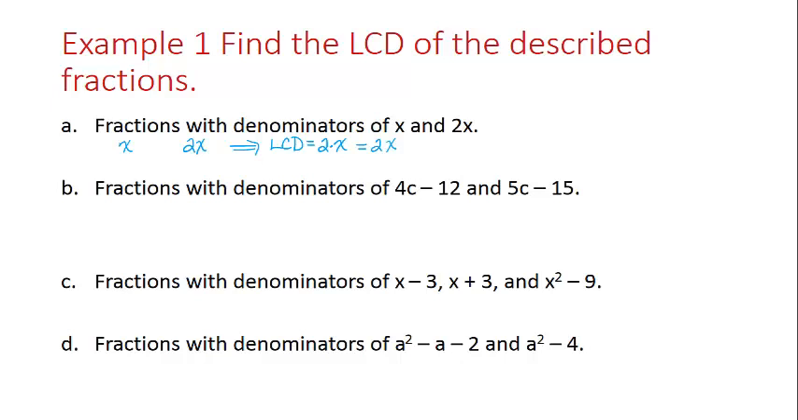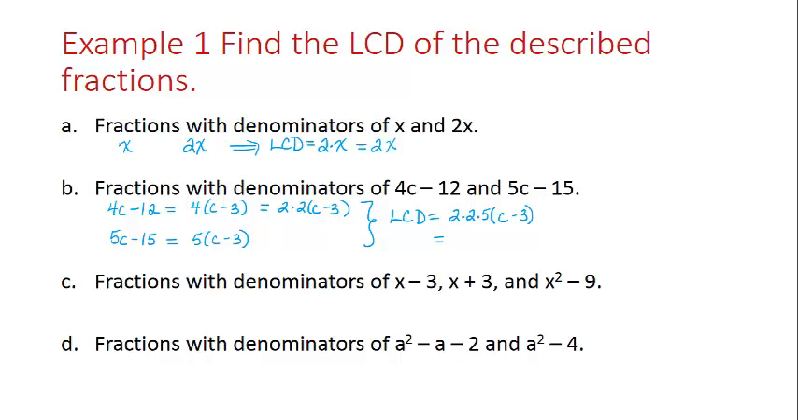To find the LCD of fractions whose denominators are 4c minus 12 and 5c minus 15, we have to factor each of those denominators. 4c minus 12 has a common factor of 4, so that's 4 times c minus 3. 5c minus 15 is 5 times c minus 3. We can factor 4 further to really be 2 times 2 times c minus 3. So the LCD is comprised of these different factors. We need a 2 times 2 times c minus 3. And for the second denominator to divide it, we need a 5 times c minus 3. We already have the c minus 3, so we need to include the factor of 5. Multiplying these coefficients, 4 times 5 is 20, times c minus 3.